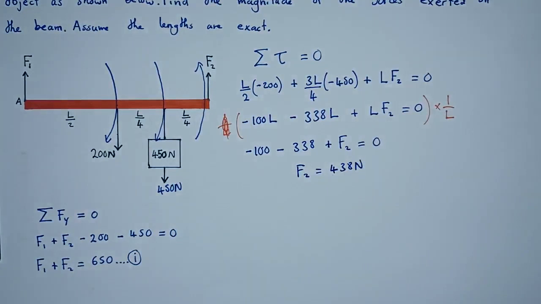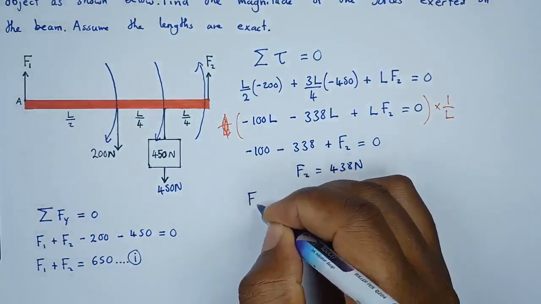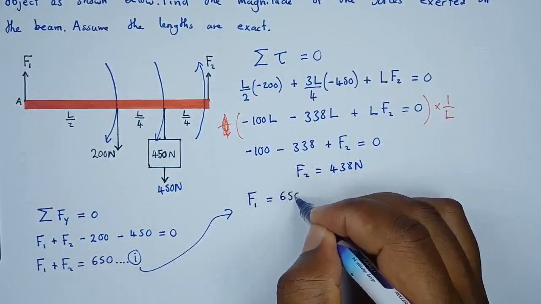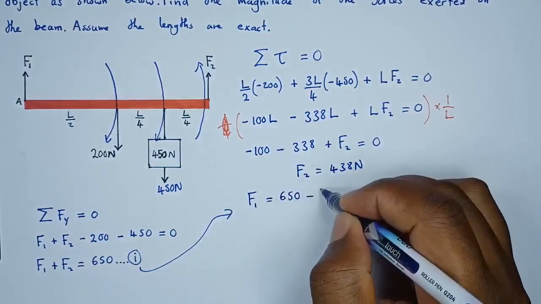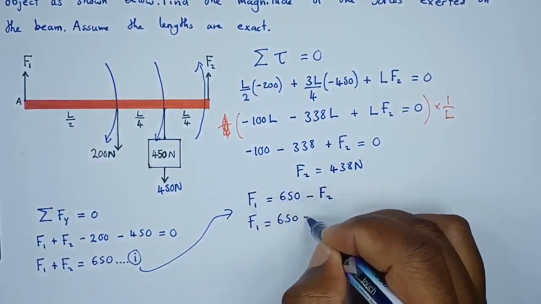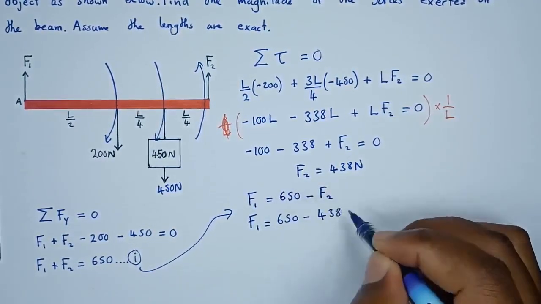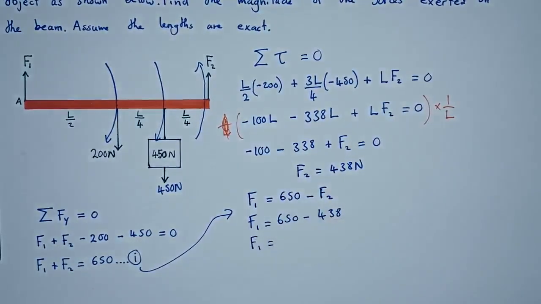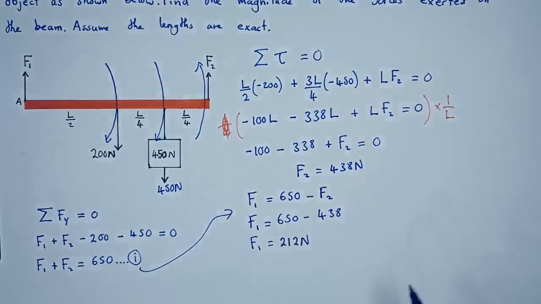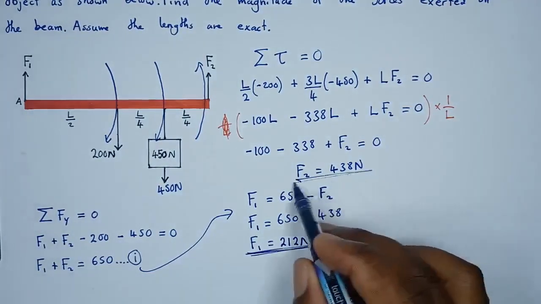How do we find the other force, F1? We go back to this equation that we had created here. So we can say from here, F1 is equal to 650 minus F2. So F1 is equal to 650 minus 438. Let's see what we get: 650 minus 438, we get 212 newtons. So there we go. We have the two forces, F1 and F2.